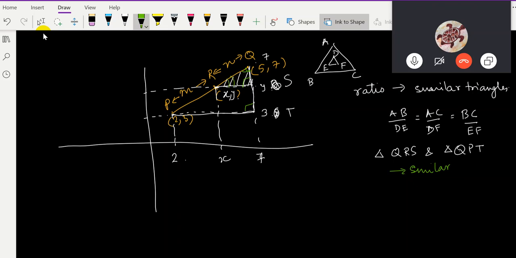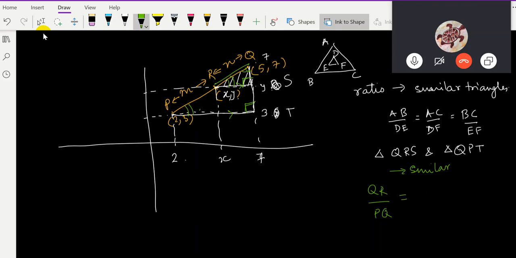These are the corresponding angles of parallel sides. So the triangles are similar, right? Therefore the corresponding sides are proportional, which means QR, the side of the small triangle, which is opposite to this 90 degree angle, is proportional to PQ, the side of the bigger triangle, which is opposite to the right angle, right?